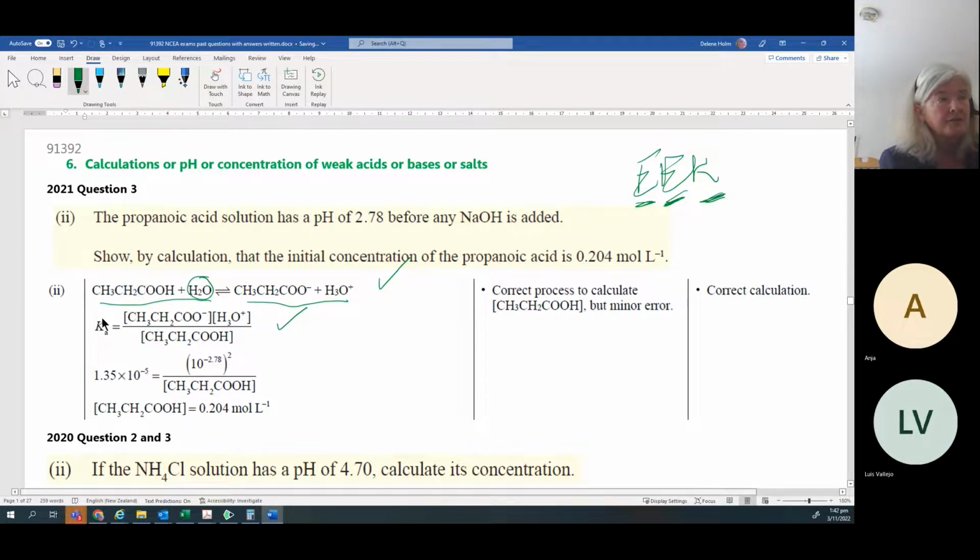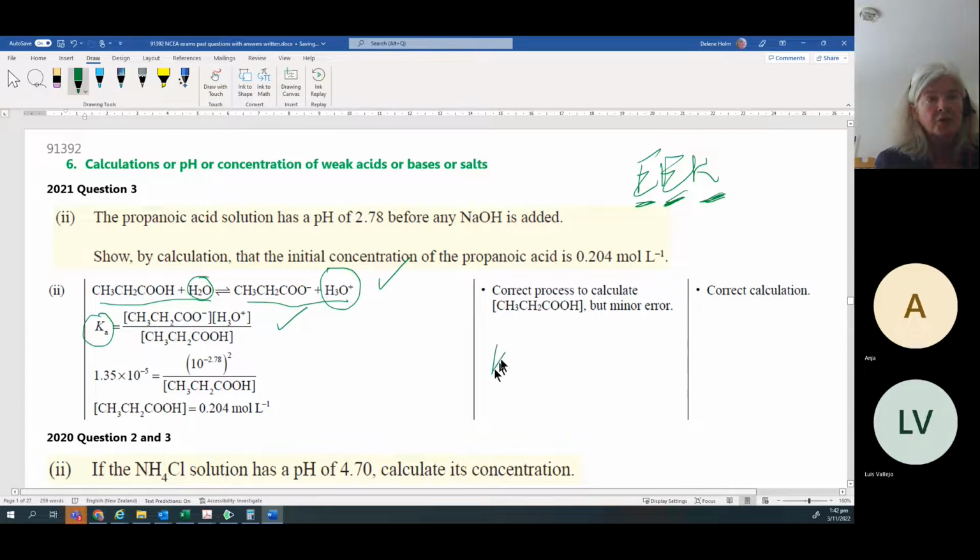The other thing is, if you've got a Ka, you must have H3O plus in your equation. If you don't have H3O plus in your equation on the right-hand side, don't even start doing a Ka, because you cannot make a Ka expression if you do not have H3O plus on the right-hand side.